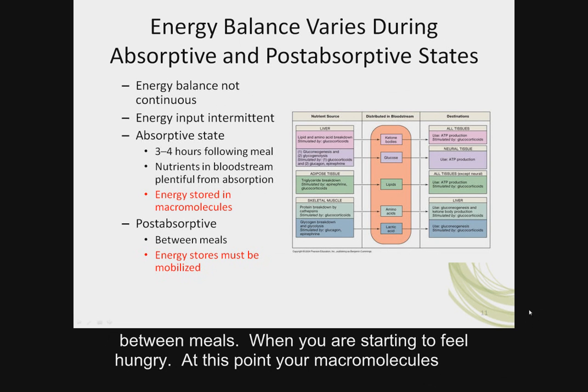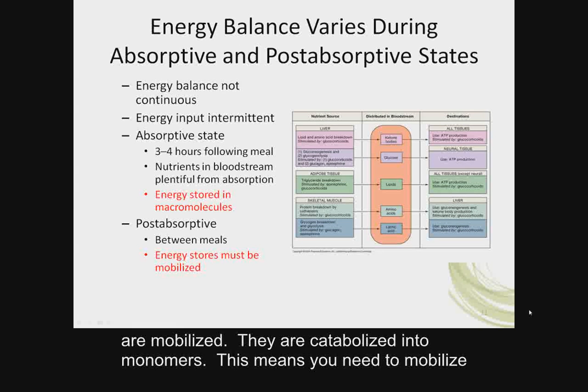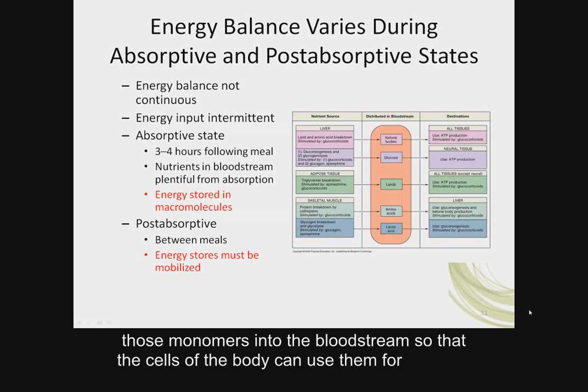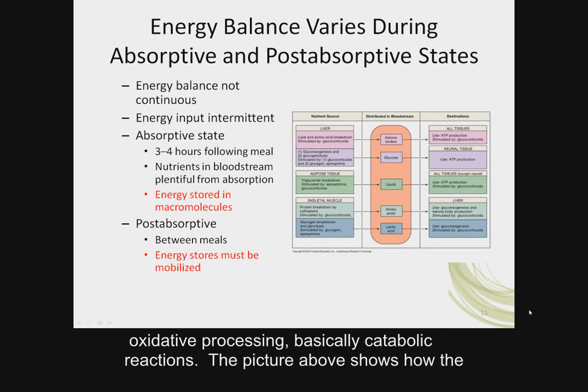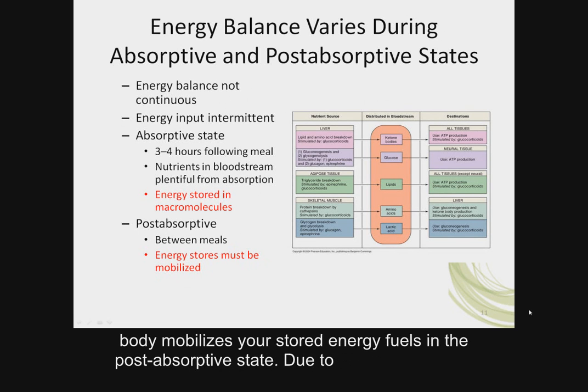At this point, your macromolecules are mobilized. They are catabolized into monomers. This means you need to mobilize those monomers into the bloodstream so that the cells of the body can use them for oxidative processing, basically catabolic reactions. The picture above shows how the body mobilizes your stored energy fuels in the post-absorptive state.